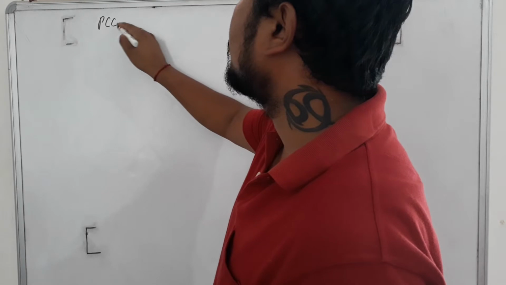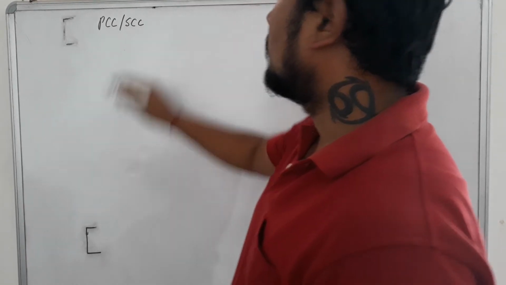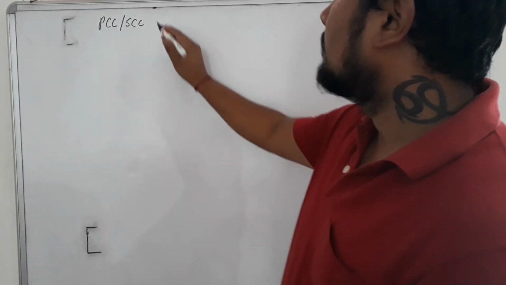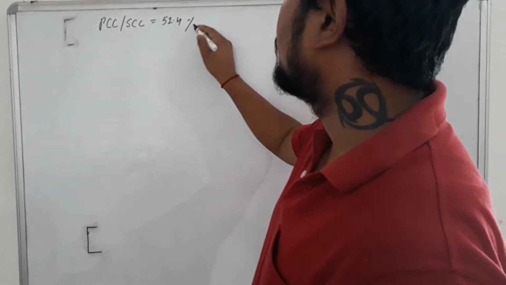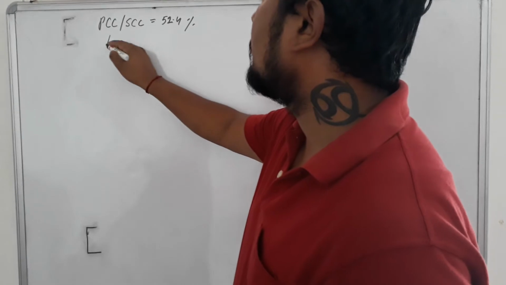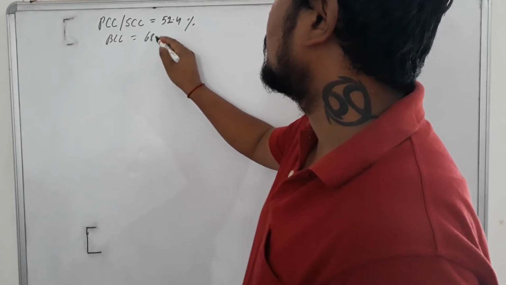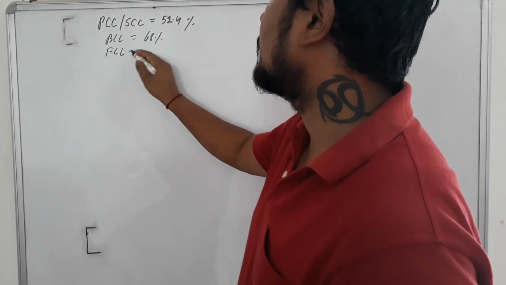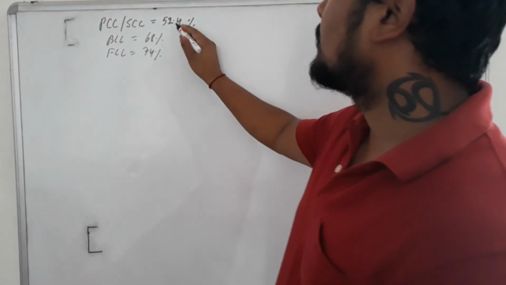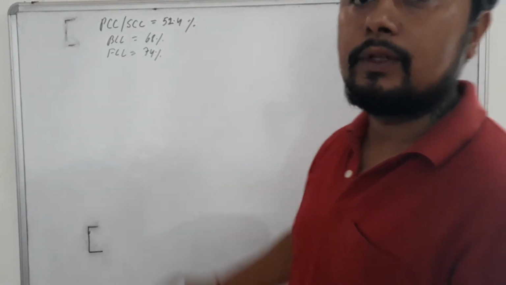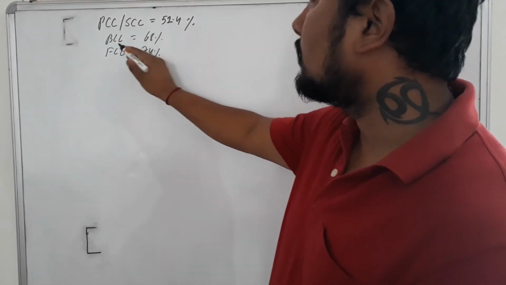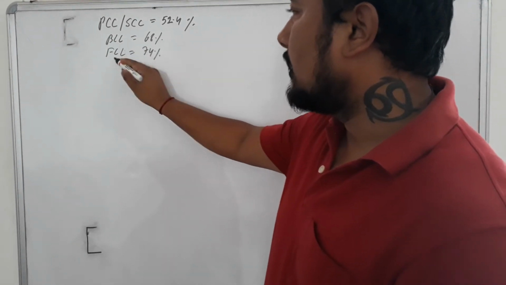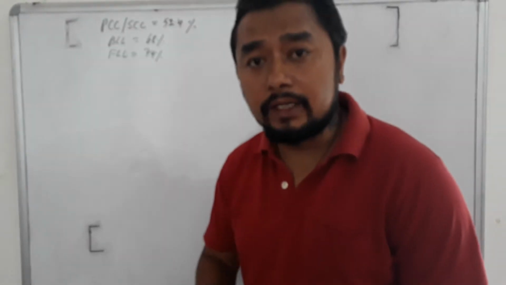In PCC, means primitive cubic unit cell or simple cubic unit cell, the packing efficiency value is 52.4%, and that in BCC is 68%, and that in FCC is 74%. If you subtract this value from 100, that will give you the void percentage. So the packing efficiency in PCC, SCC is 52.4, in BCC is 68, in FCC it's 74. When you subtract it from 100, you get the void percentage, students.